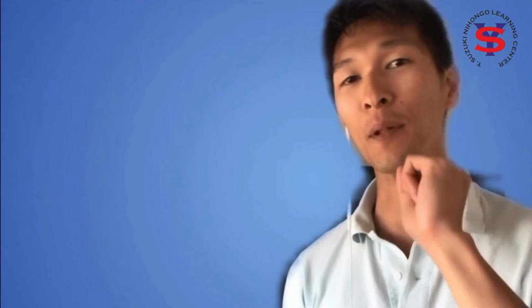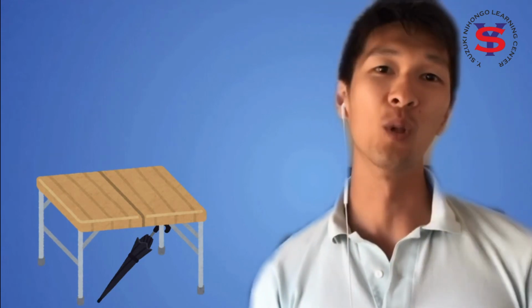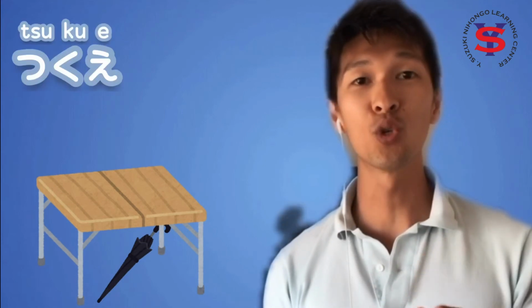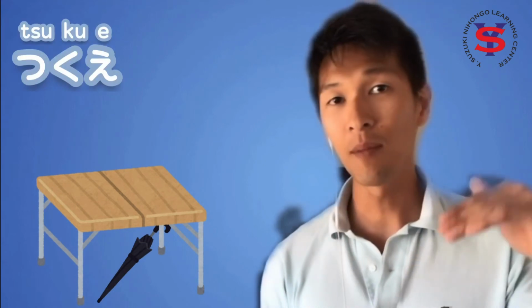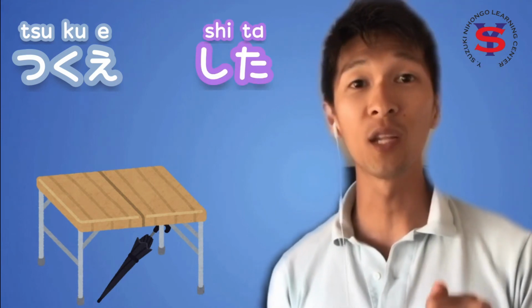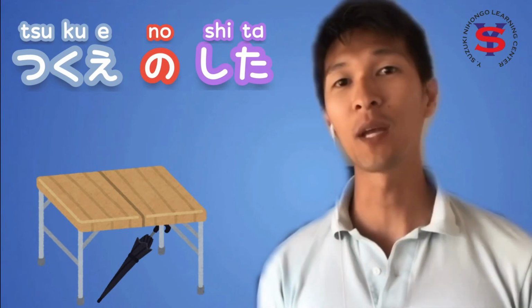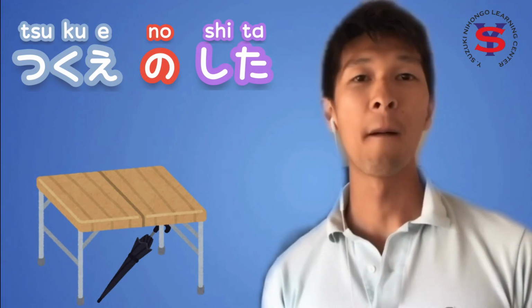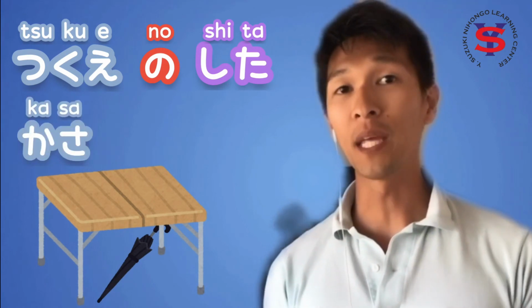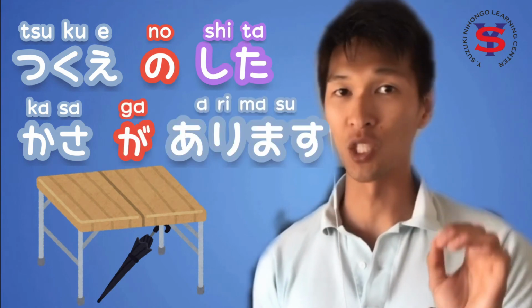Alright, one more example. This time naman, meron tayong payong sa ilalim ng mesa. So, location muna ulit ang banggitin natin. Sa ilalim ng mesa. Ang mesa sa Japanese ay tsukue. Ang ilalim naman ay shita. So, we have tsukue no shita. Next, ano yung meron? Payong. So, payong in Japanese is kasa. Merong payong is kasa ga arimasu.